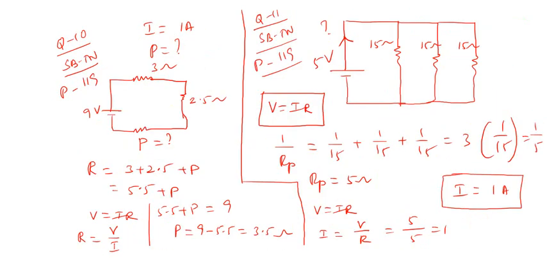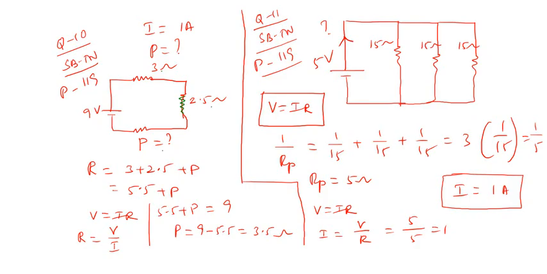And these questions are also taken from State Board book, page number 119, question number 10. You see that a 9-volt battery is connected to 3 resistors which are in series like this. This is 3 ohm, this is 2.5 ohm, this is unknown resistor. We have to find out its value. All the 3 resistors are in series, therefore R equal to 3 plus 2.5 plus P, therefore 5.5 plus P.